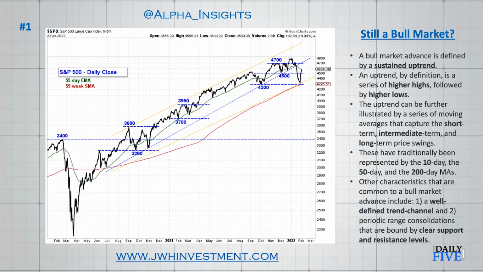And finally, an uptrend tends to be characteristic of a well-defined trend channel and clear consolidation ranges that are bound by support and resistance. And we continue to see both of those characteristics within the market. A new trend channel is formed by the most recent low. And we think that this trend channel remains valid until it's broken. And certainly there is a well-defined range consolidation in place.